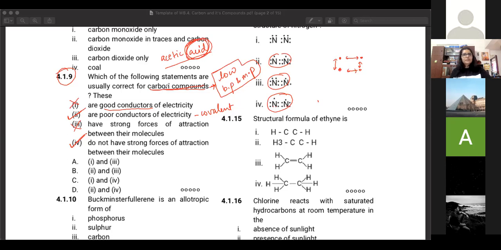That also happens only in very specific cases when the atoms are small. For larger molecules, like fatty acids and all, they are not good conductors. It's going to be difficult. So there are a few exceptions to it, but generally they are poor conductors. In about 90% of the cases, they're poor conductors.